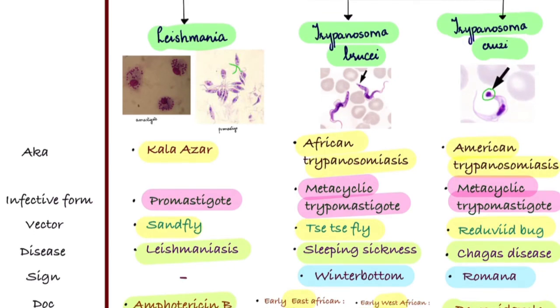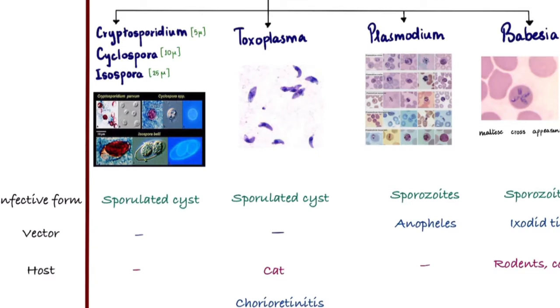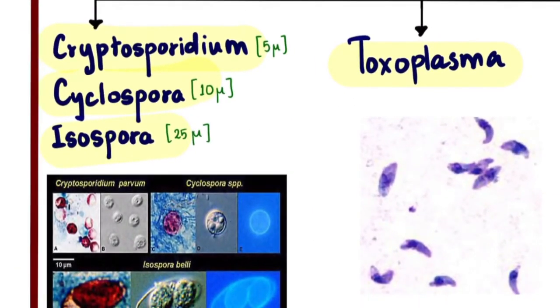Moving ahead to the next phylum, Apicomplexa. Its characteristic feature is non-motile. Two parasites which are hematological parasites, that is Plasmodium and Babesia. The other are not hematological, that is Toxoplasma, Cryptosporidium, Cyclospora and Isospora. So Cryptosporidium, Isospora and Cyclospora can be differentiated based on the size.